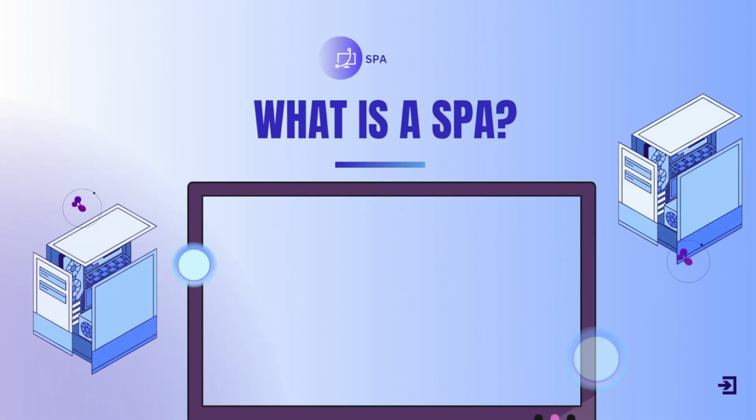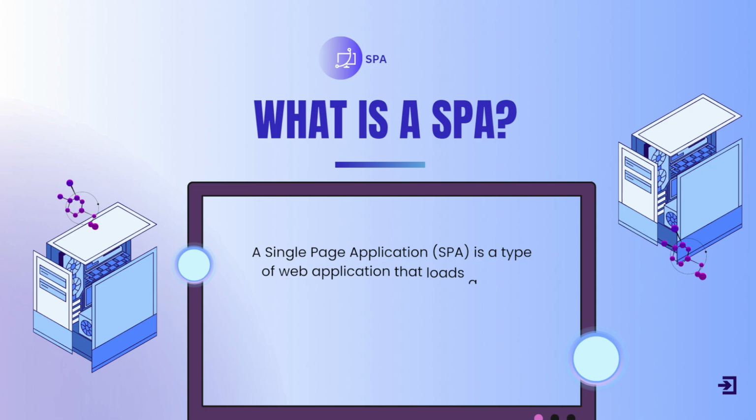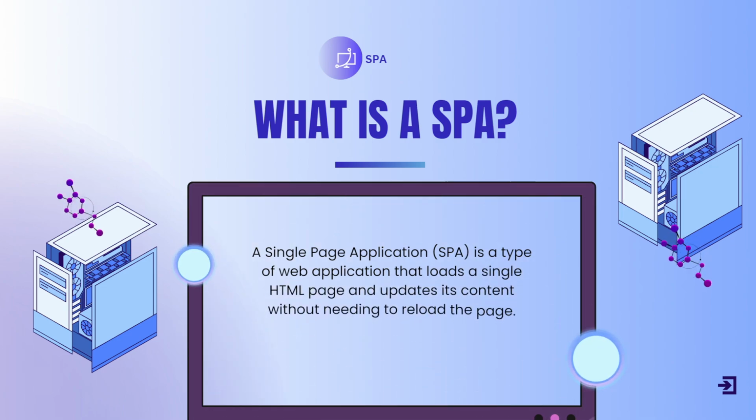So first, what is a SPA? It's a type of web application that loads a single HTML page and updates its content without needing to reload the page. Unlike traditional applications or multi-page applications, where every user interaction sends a new request to the server and reloads the entire page, SPAs use JavaScript to update only the necessary parts of the page, making the user experience better.